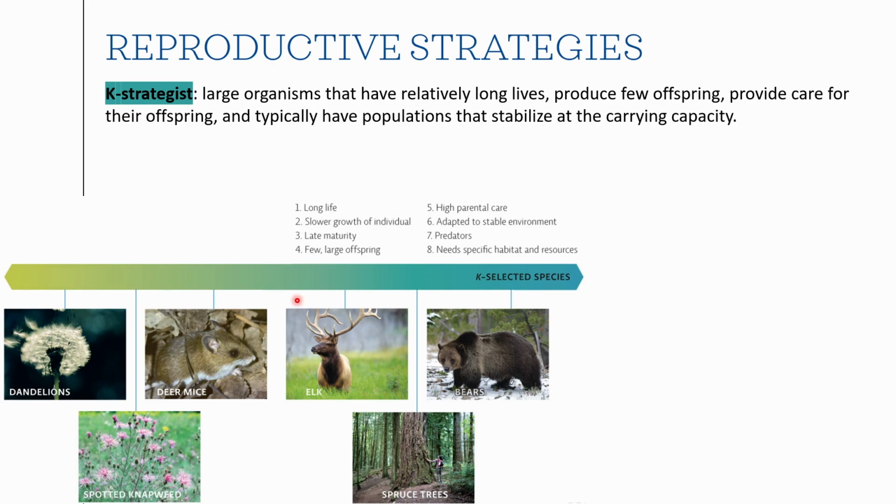Now, K-selected species basically have these characteristics. They tend to live a long life. They grow slowly. They have late maturity, meaning it may take several years for them to reach reproductive age. They tend to have a few large offspring with a lot of parental care, and they're adapted for stable environments. They tend to be predators, and they need specific habitats. So K-selected species would be like bears and elk, and even some large, long-lived tree species.